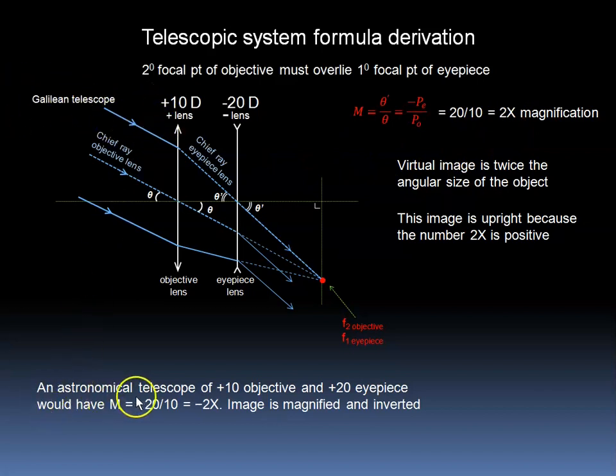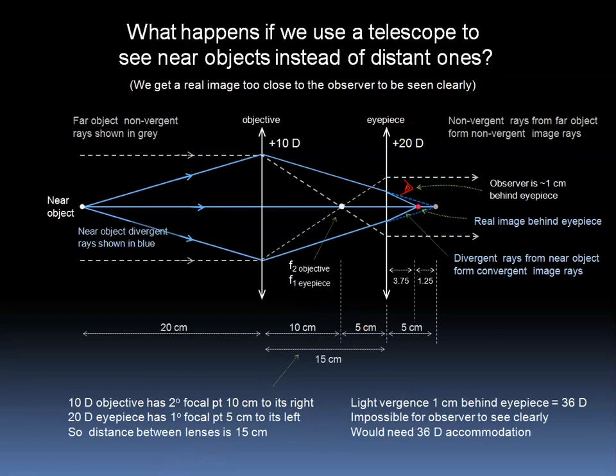In the case of an astronomical telescope, where the objective is positive and the eyepiece also positive, we have numbers of +10 and +20 here, would have given a magnification of -2 times, in which case the image is also magnified but inverted. What happens if we use a telescope to see near objects instead of distant ones?